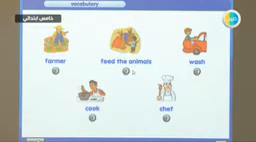We also have the verb wash. Wash. So let's go over them again. Farmer, feed the animals, wash, cook, and chef. Now I want you to be careful when you pronounce the C again.